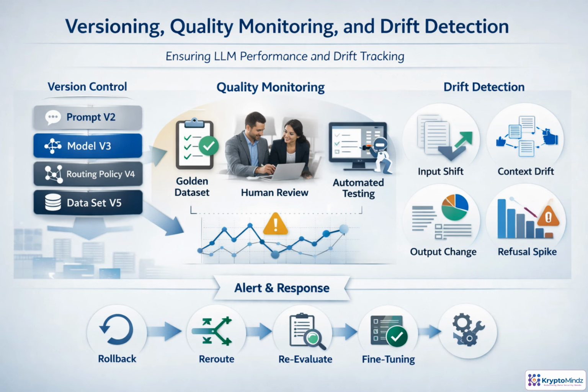Reliability is not just uptime. It also means knowing which version produced which behavior and catching quality movement early. Every prompt, model, router policy, and data source should be versioned, so regressions can be traced to specific changes. Production traffic is sampled and checked with golden datasets, human review, automated evaluations, validators, and user feedback. Drift may appear as new input patterns, weaker retrieval context, changed output style, rising refusals, or falling eval scores. When alerts fire, the system should support rollback, rerouting, reevaluation, or fine-tuning into the next controlled version.